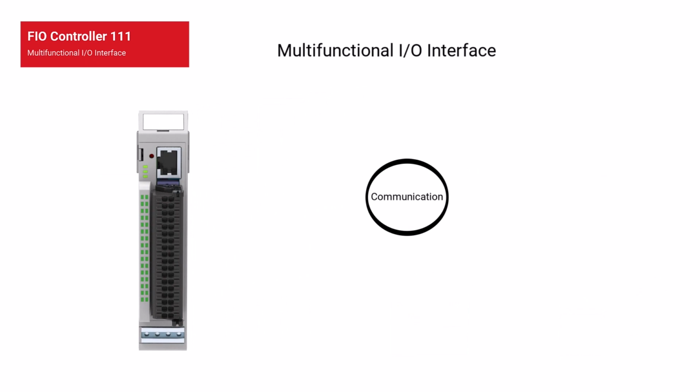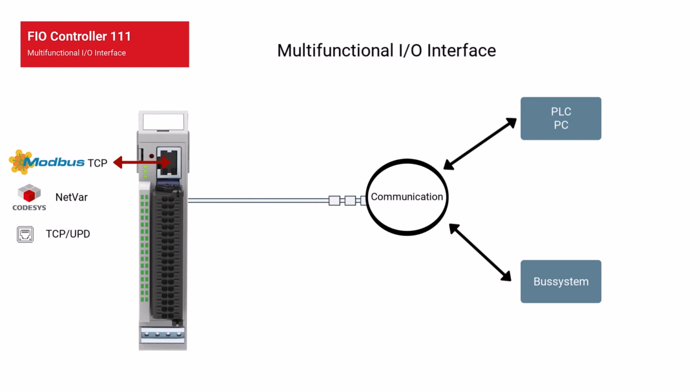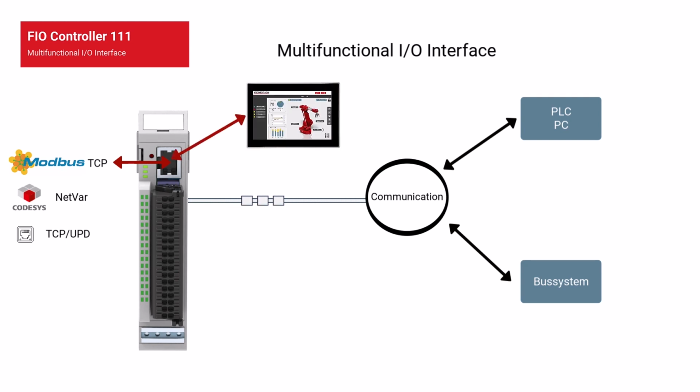Now we come to the communication options. Would you like to communicate with other controllers, a PC or a bus system? Then you have the option of using the following Ethernet-based protocols via the front LAN interface: Modbus TCP, Network Global Variables from CODESYS, or a free TCP/UDP protocol. You can also use this interface to implement a visualization. This is very easy with one of our CODESYS HMI devices from the Vico series. And of course, EtherCAT as an internal fieldbus for connecting additional EtherCAT slave modules.